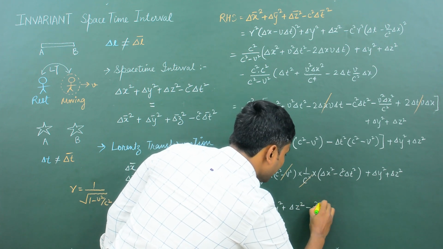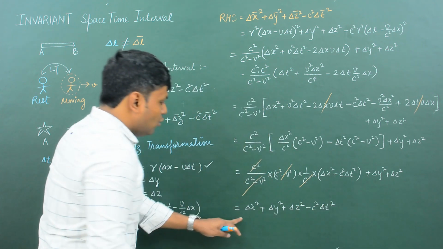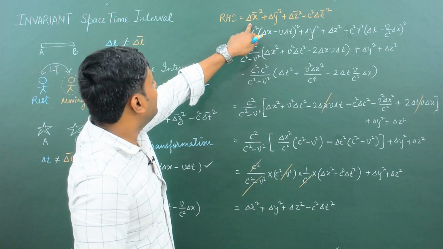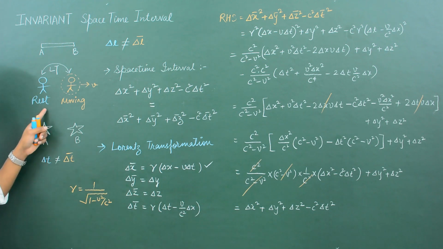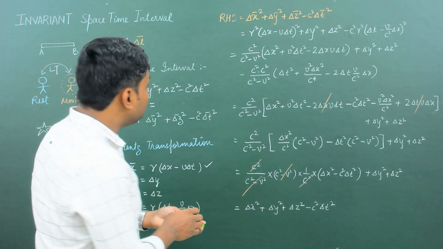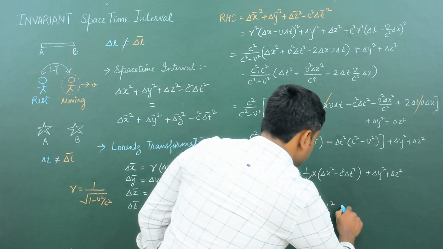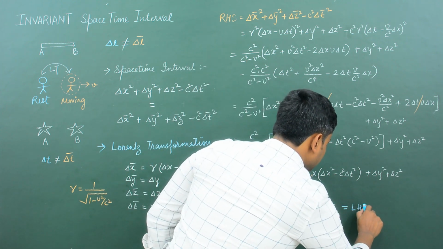minus c square del t square, which is the same expression as what we started with, but with respect to the rest frame of reference, with respect to the S frame of reference. So I'm going to call this, so this is the LHS. Okay, you see this? This is the LHS.